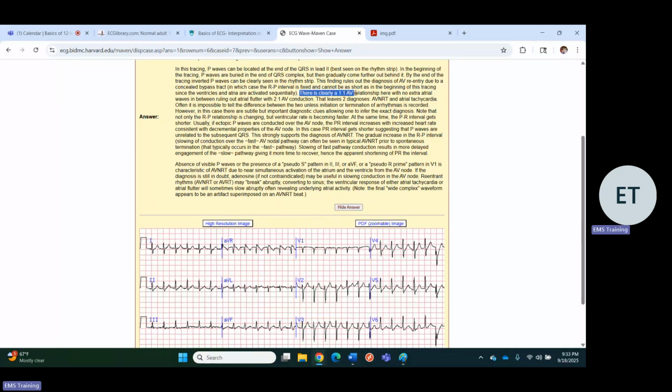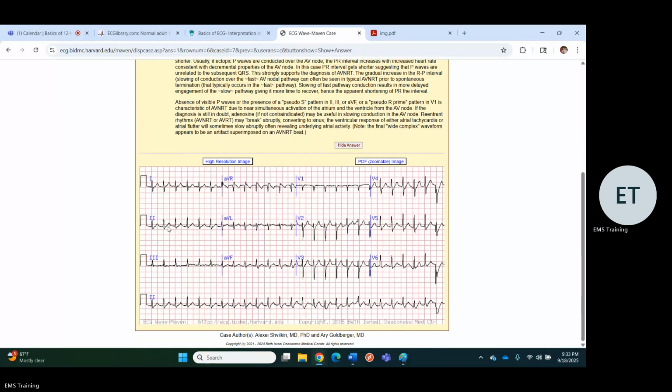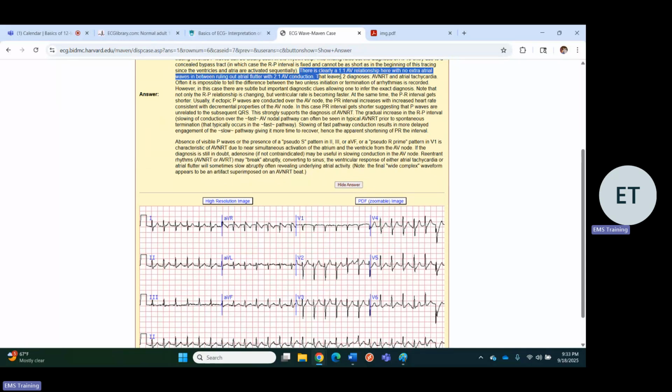All right, well, there's a clear one-to-one AV relationship here with no extra atrial waves, ruling out a flutter. I mean, yeah. Now that I've read the answer, it does look like there's a little bit too much space here to conceal it. That leaves two diagnoses, AV NRT and atrial tachycardia. Often it is impossible to tell the difference between the two unless initiation or termination of the arrhythmia is recorded. However, in this case, there are subtle but important diagnostic clues, allowing one to infer the exact diagnosis.